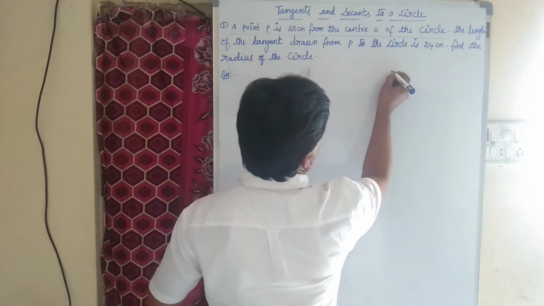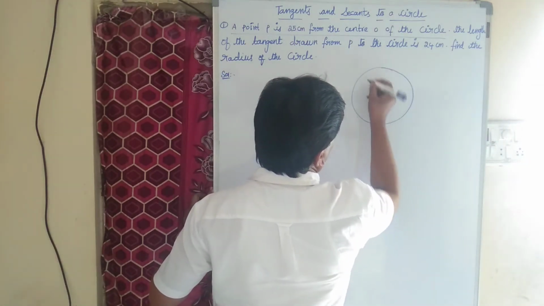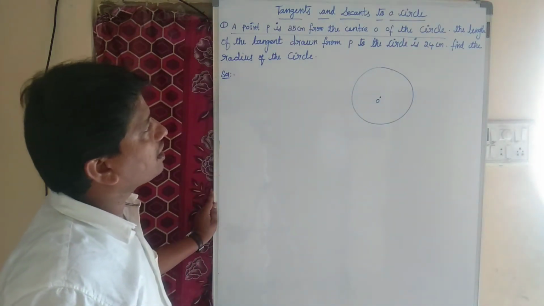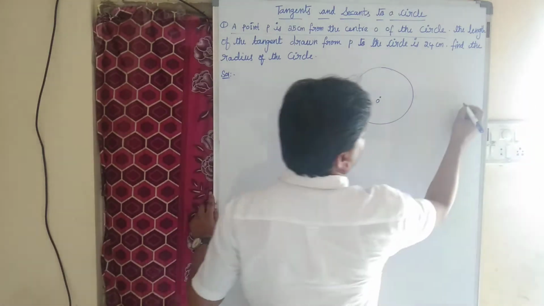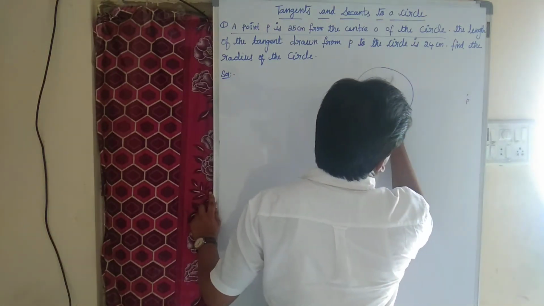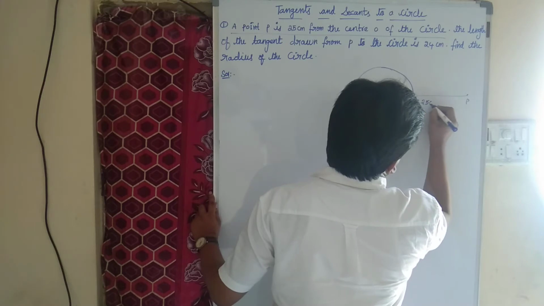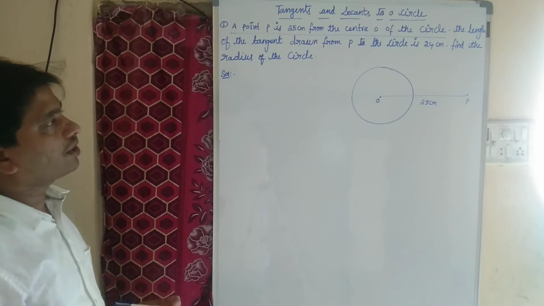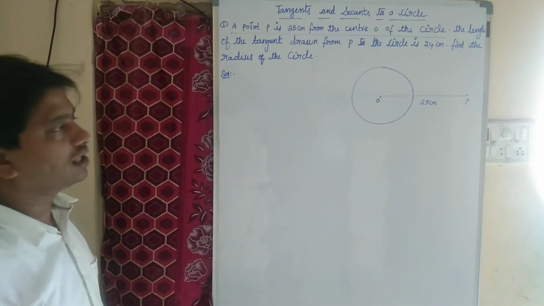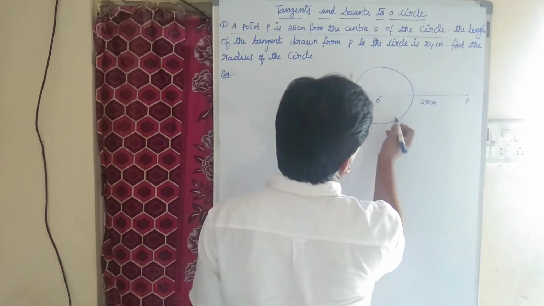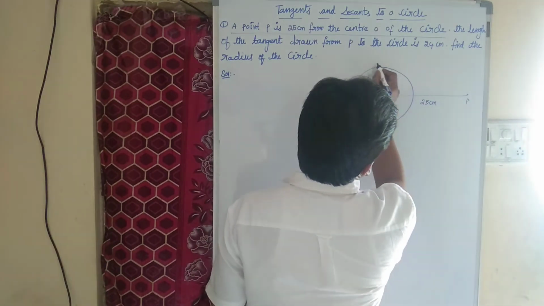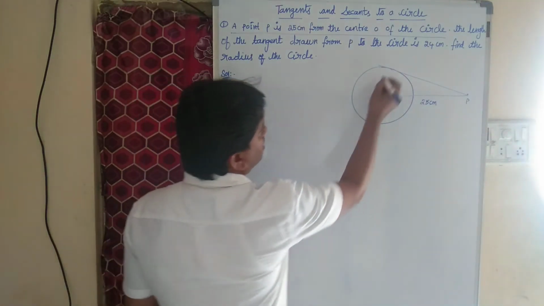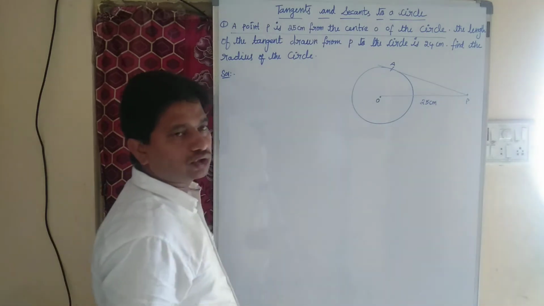So let us draw the circle. This is the center of the circle. Point is 25 centimeter away from the center of the circle. So suppose this is our point P. Distance between O and P is 25 centimeter. The length of the tangent drawn from P to the circle is 24 centimeter. So let us draw this tangent. For example, this is our tangent. Let me call it as A. So AP is our tangent.